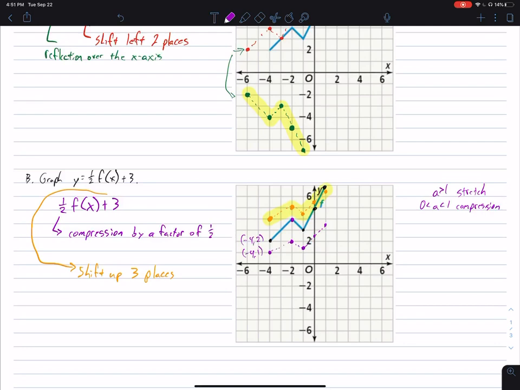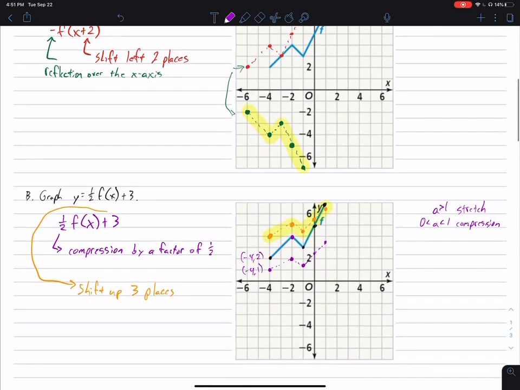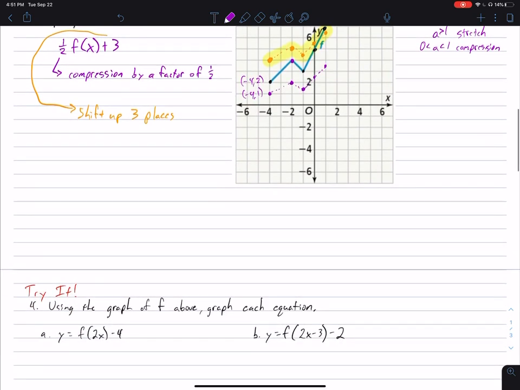And that's it. Just be careful with the order that you do your shifts in. Think of it as an order of operations, and you should be okay. Give the try it problems a try and see how you do.